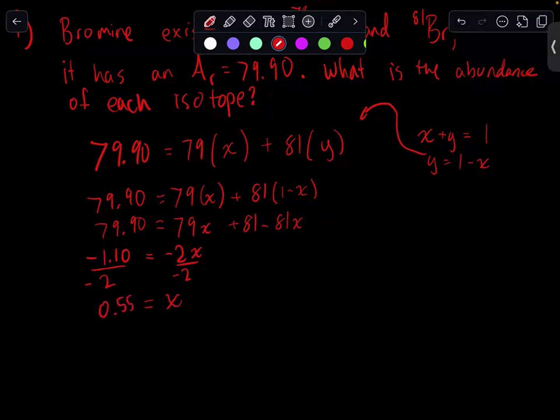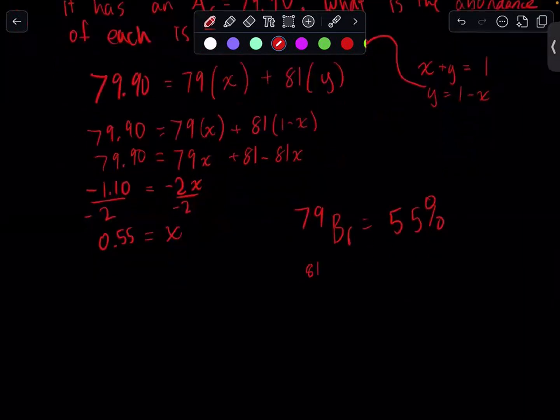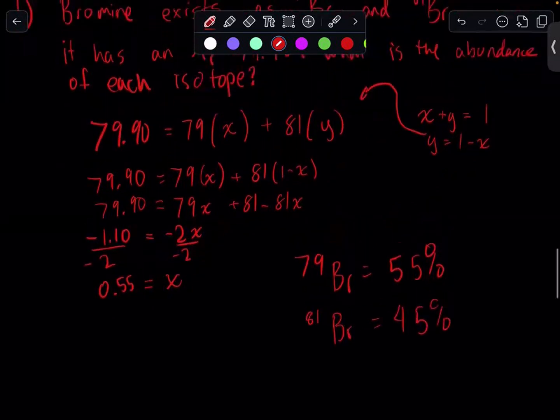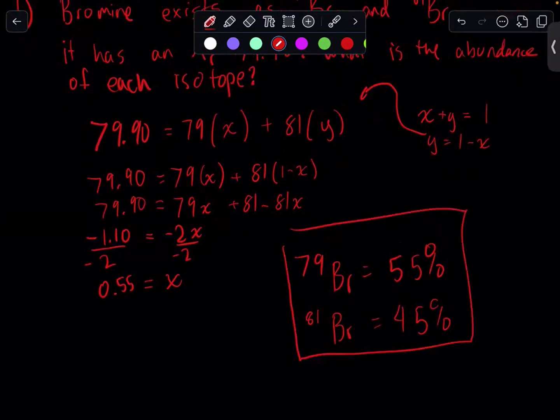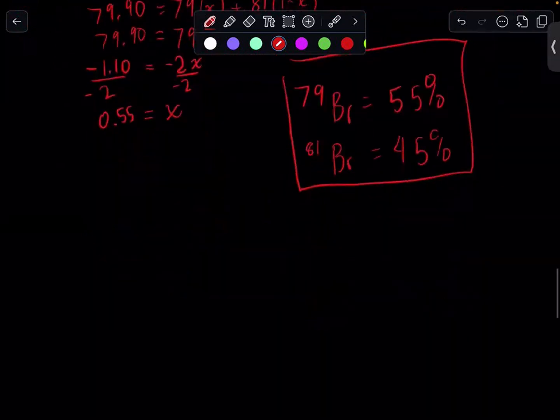In other words, the isotope 79 has a percent abundance of 55%. Meanwhile, 81 must have a percent abundance of 45%. So that is question 1. Hopefully you were able to do that.